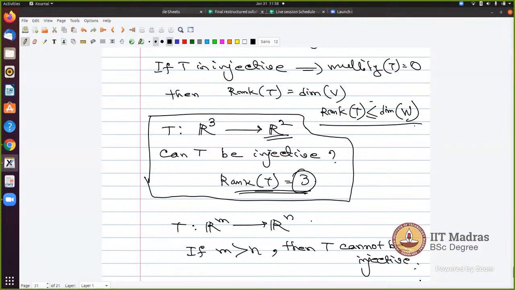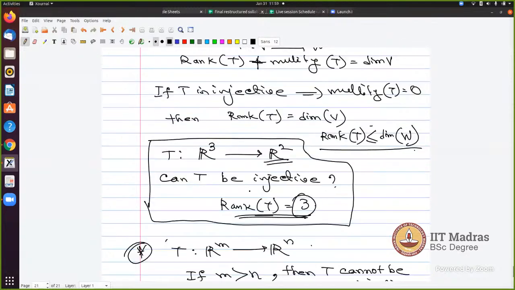Because if T is injective, then the rank should be m, right? But m is greater than n. The dimension of the image cannot be greater than the dimension of the codomain, right? Because it should be inside the codomain, so the dimension should be either equal or less than that. Clear? Yes, sir. So here you can also say that there will be n equations and m variables, so the number of equations is less. You can relate it in that way also. Yes, sir, understood. So this is one more thing we can know.